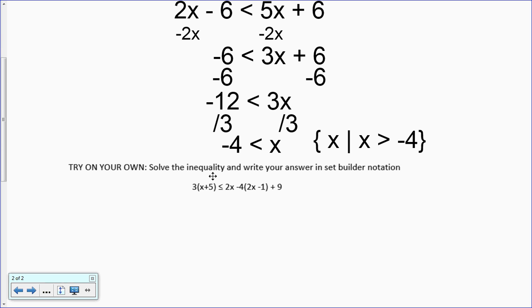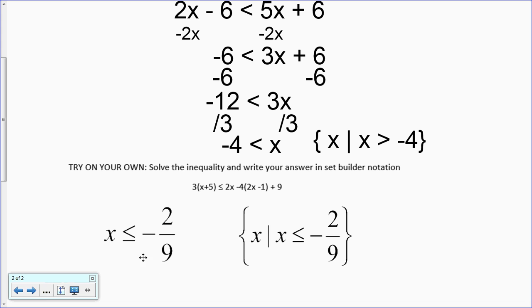Okay? Good luck. Alright. So, remember, if you took it step by step, it should not be that bad. Alright, so you'd have to distribute the negative 4, you have to distribute 3, you ended up combining like terms over here, then you had to move variables all to one side and constants to the other side, which would have given you x is less than or equal to negative 2/9.